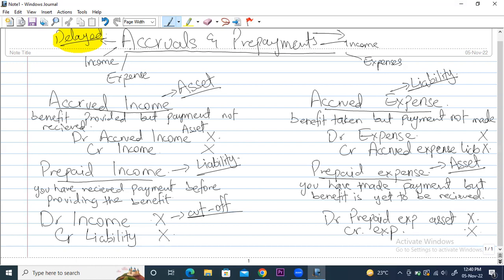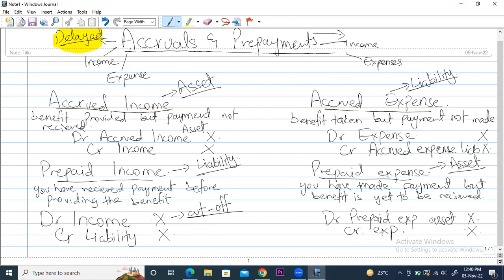Let's say you bought a Netflix subscription. This is a very good example. Let's say you have bought a Netflix subscription for 6 months, or one year, anything you can say. In that case, you have made the payment right now, but you cannot record it as an expense. Why can you not record it?